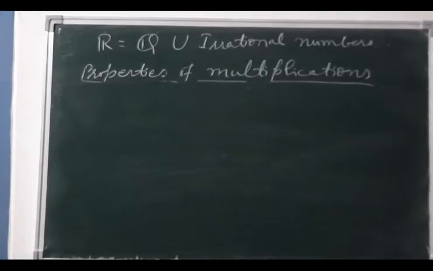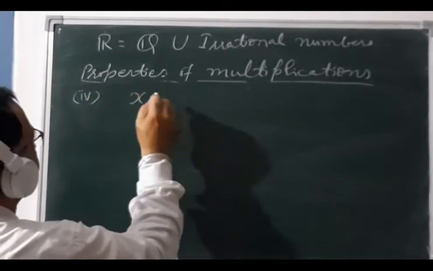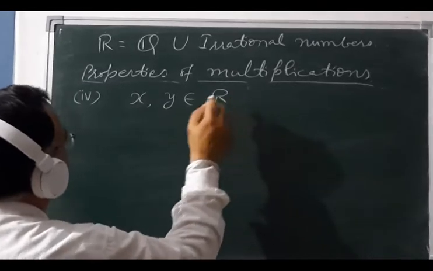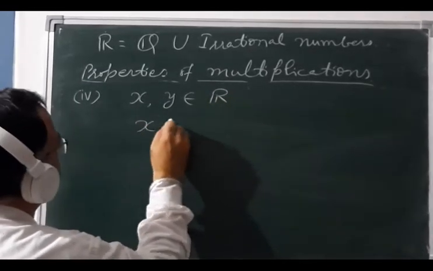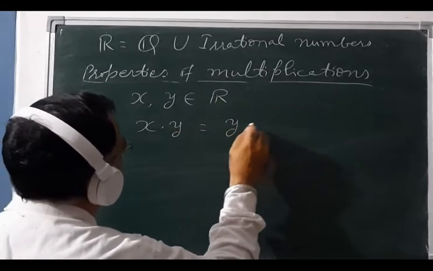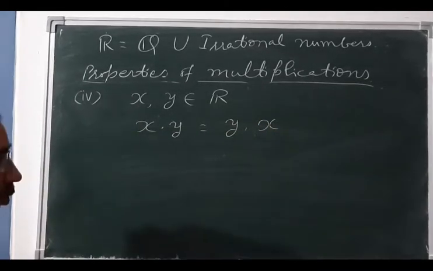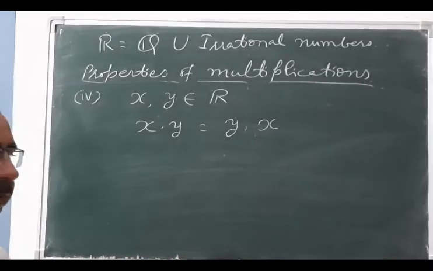The fourth similar property is commutativity. If you take two numbers from the set of real numbers, then x into y is the same thing as y into x. So these were the properties of multiplication.